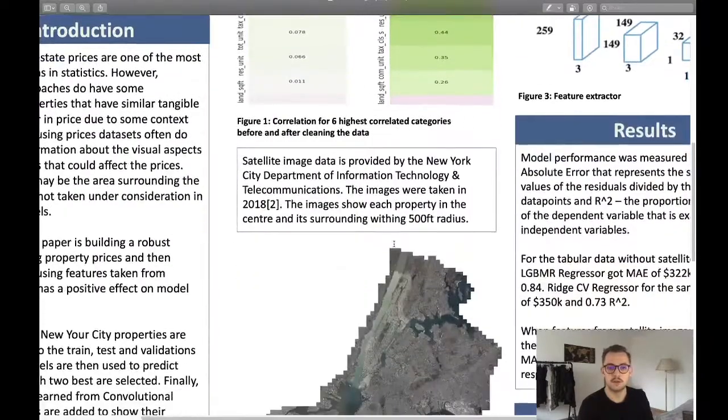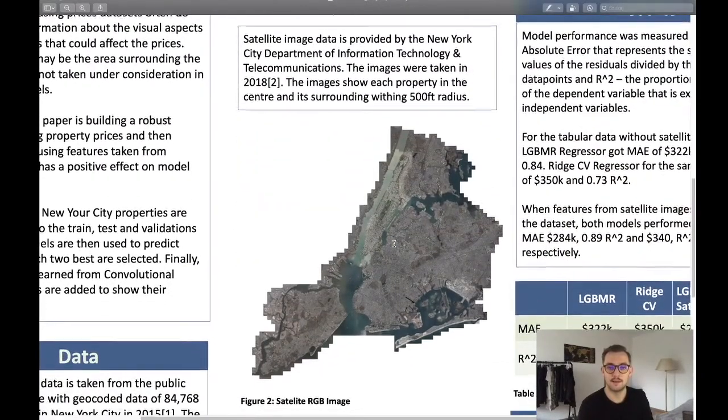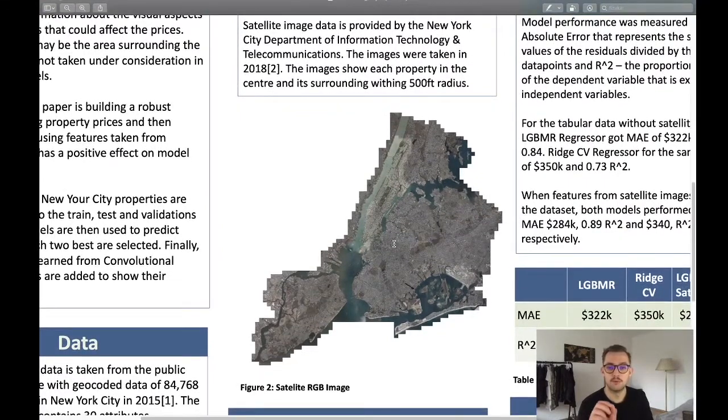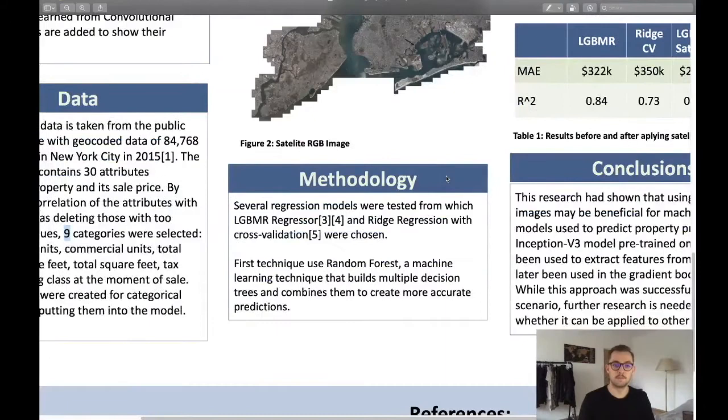The satellite image data was provided by New York City, and it was taken in 2018, and it consisted of an image of each building from the New York City geo sales dataset, with the property in the center, covering a 500 feet radius around this building.